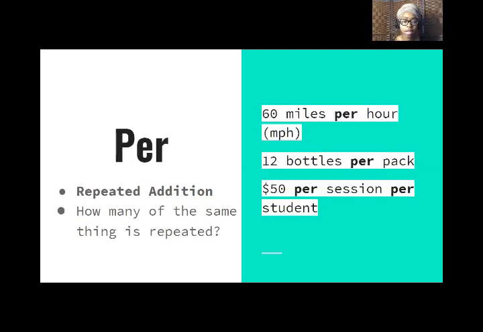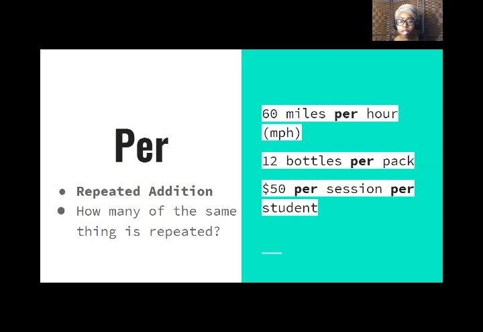Okay, the word per, another repeated addition word. Our first example says 60 miles per hour. 60 miles per hour. And the acronym for miles per hour is MPH. And if you see this in a word problem, which we will come across another one in this presentation, you know that MPH stands for miles per hour, okay?